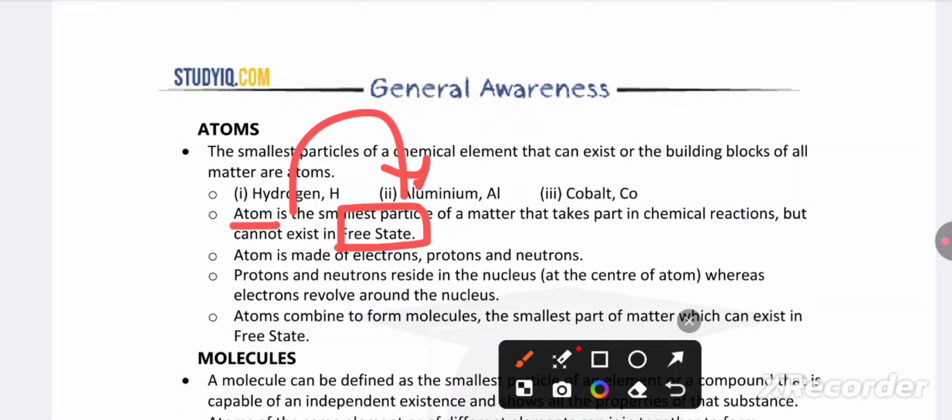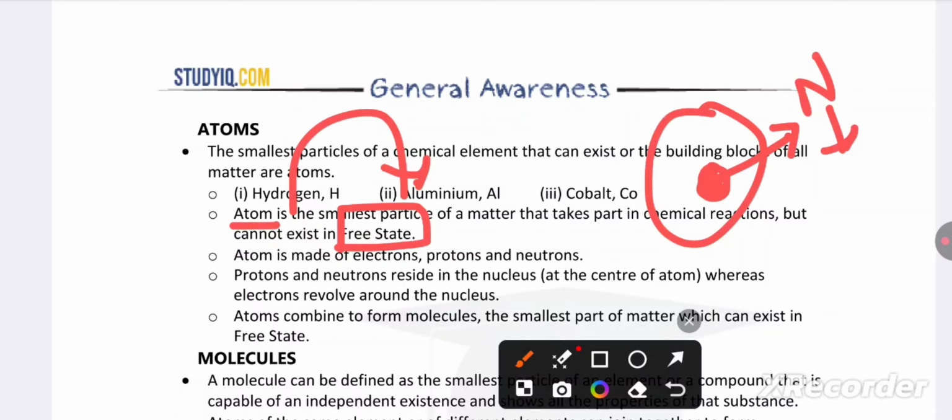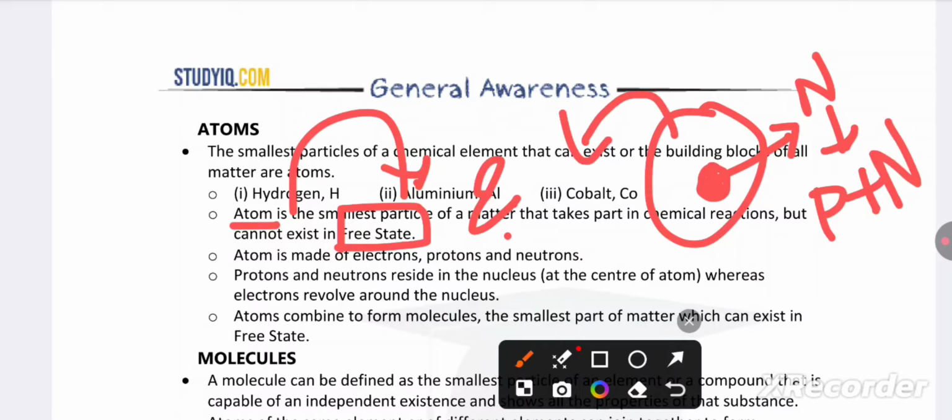An atom is made up of electrons, protons and neutrons. This is the structure of the atom. This is called the nucleus. The nucleus consists of protons plus neutrons. In the outermost region, electrons revolve around the nucleus.